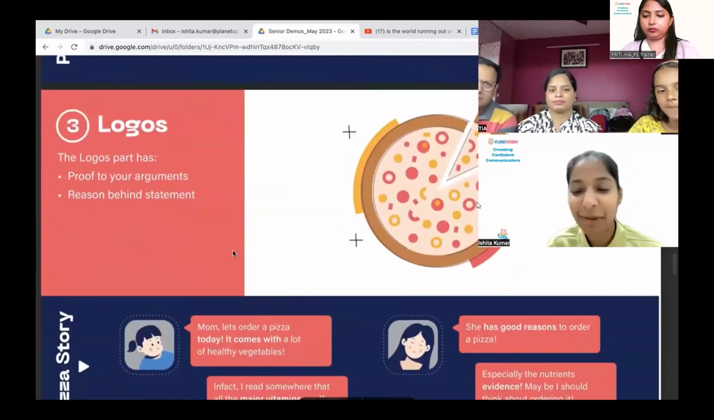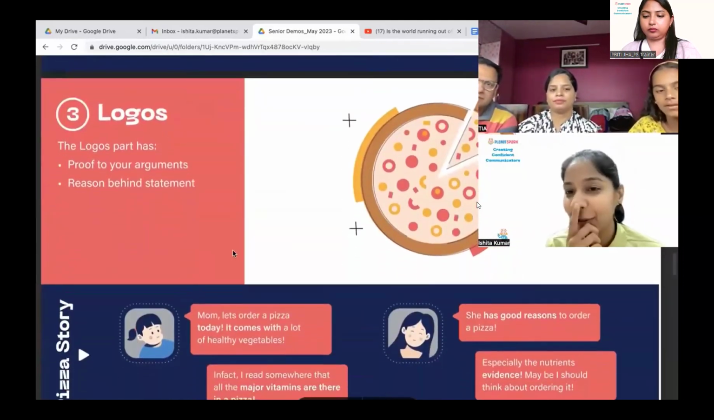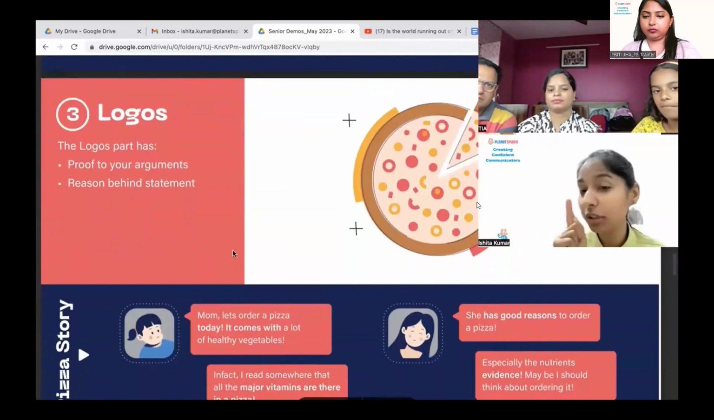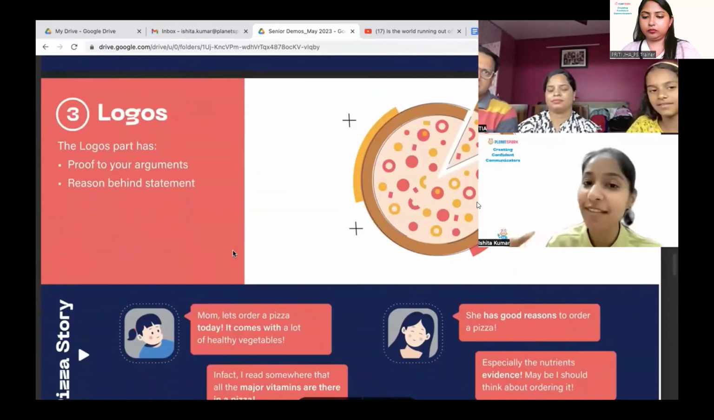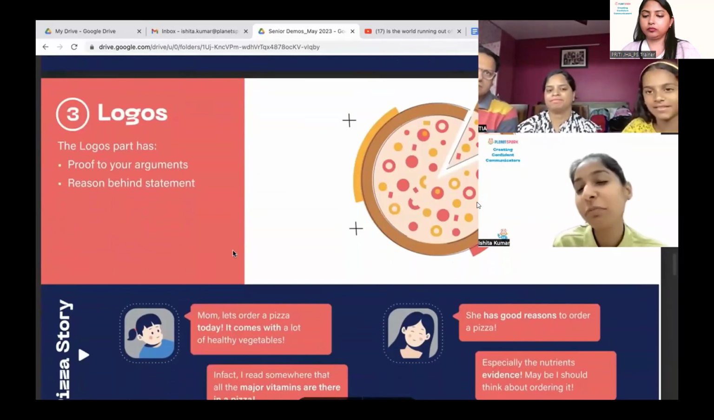Great. And last one, logos. What do you think we can say here for proof? You remember you said proof is something that will help them know that, yes, this is the pizza to buy, and they'll get convinced. So what proof do you think we can give?